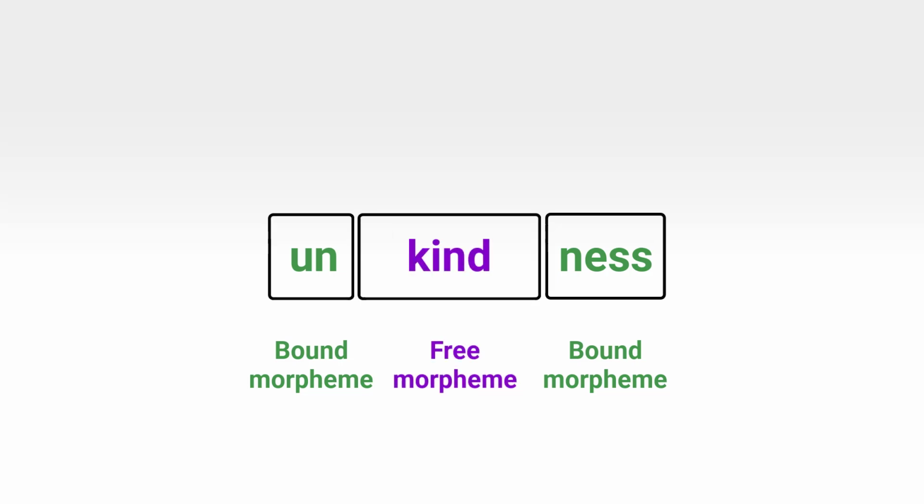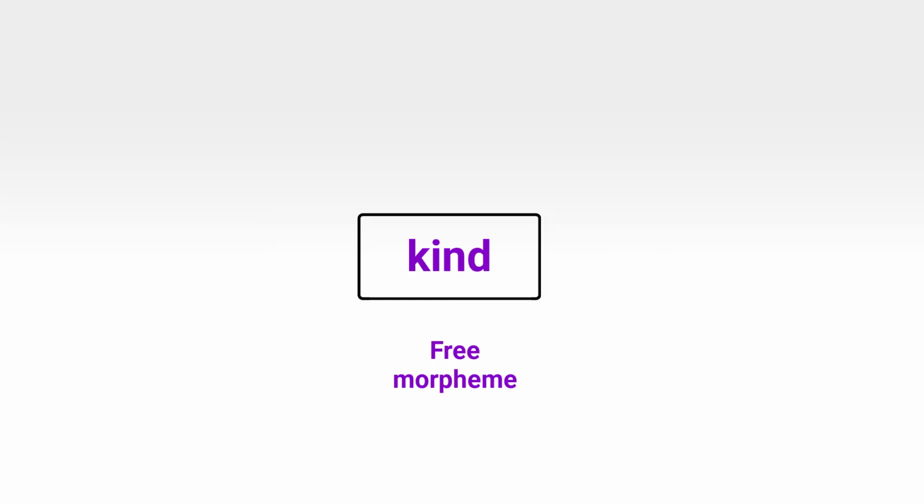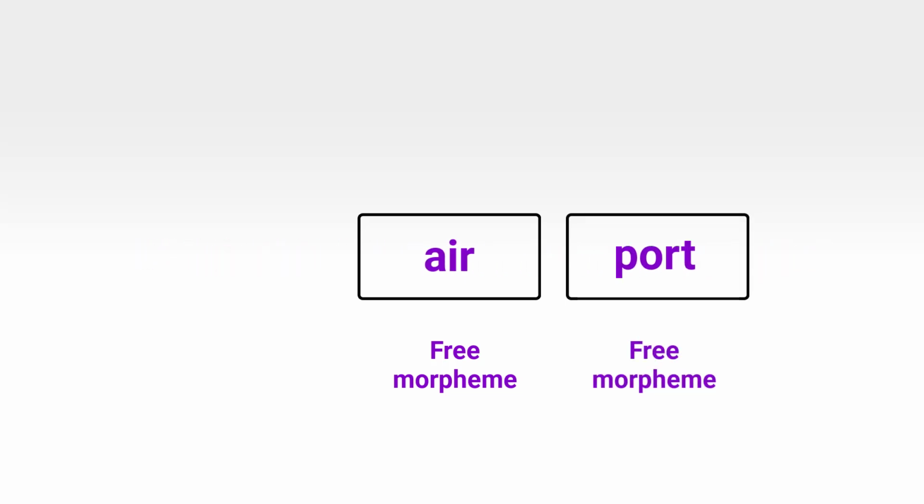Now, while bound morphemes are forced to exist with a free morpheme, free morphemes can also bind together to form new words. Take for instance the free morpheme air and another one port. Individually, they have their own meanings, but they can be brought together to make the word airport.